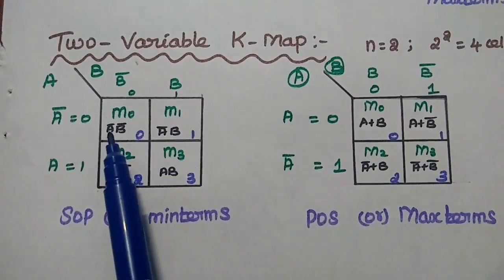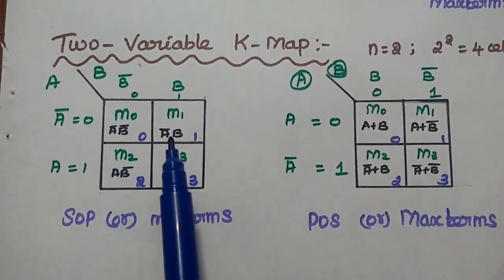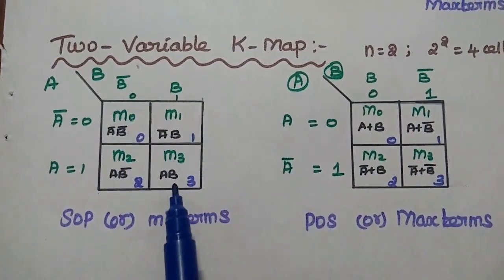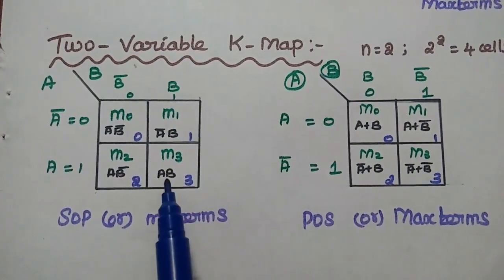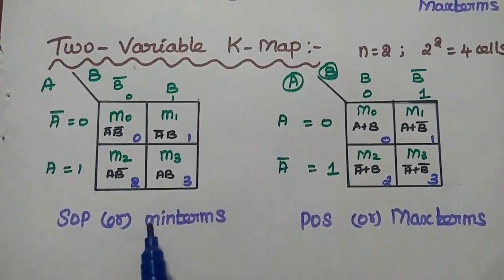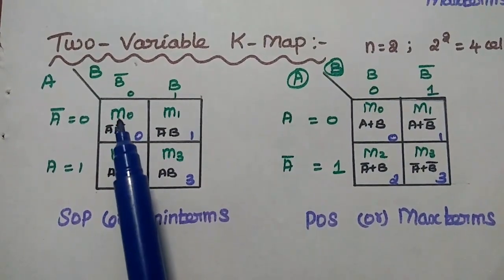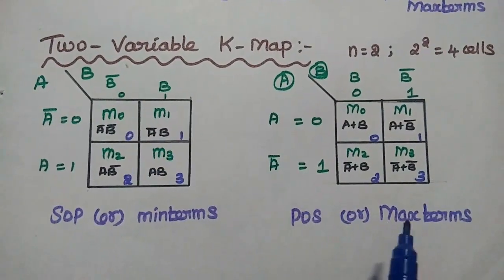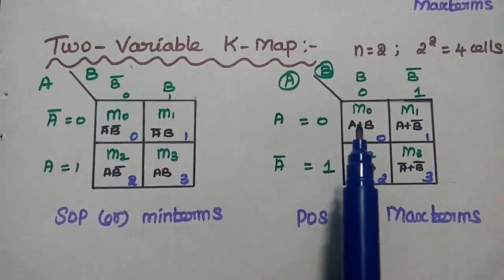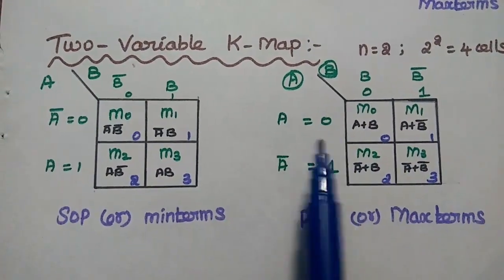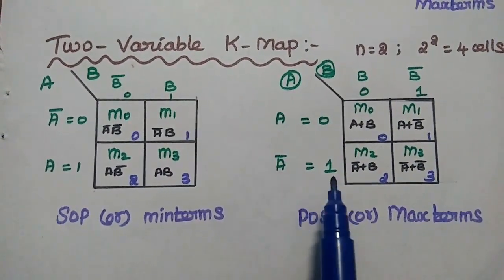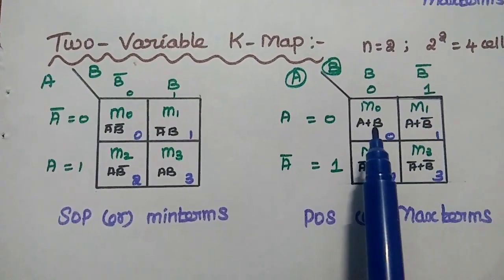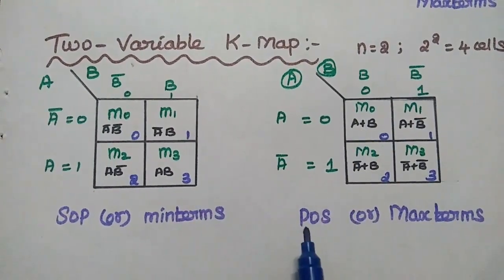The 0 can be represented as A bar B bar. Here one is A bar B. Here it is A B bar. The fourth one is A B. So in terms of SOP or minterms, we can represent as m0, m1, m2, m3. In terms of max terms, we can represent the same as capital M0, M1, M2, M3. But here it is A is equal to 0, A bar is equal to 1. Likewise, B is equal to 0, B bar is equal to 1. Here we have to use the term plus because it is product of sum.